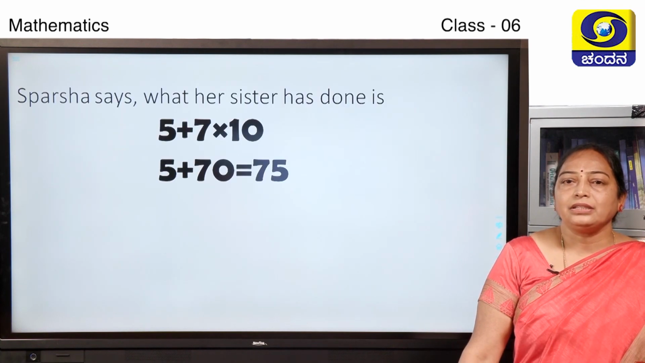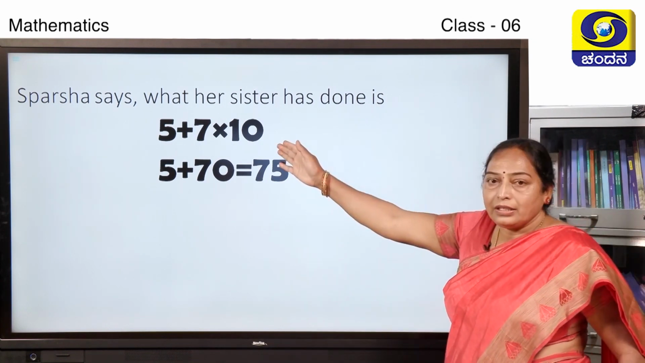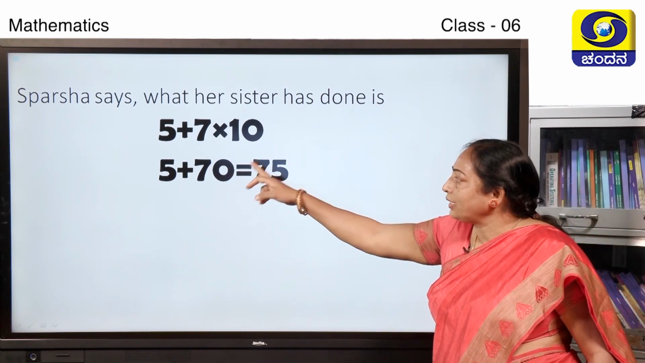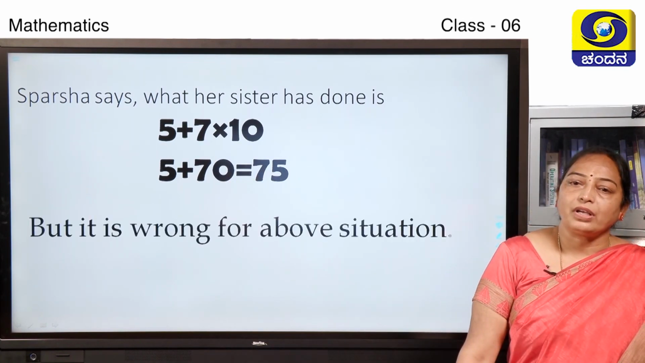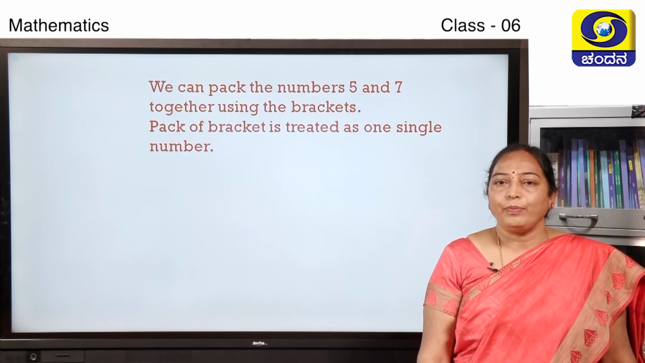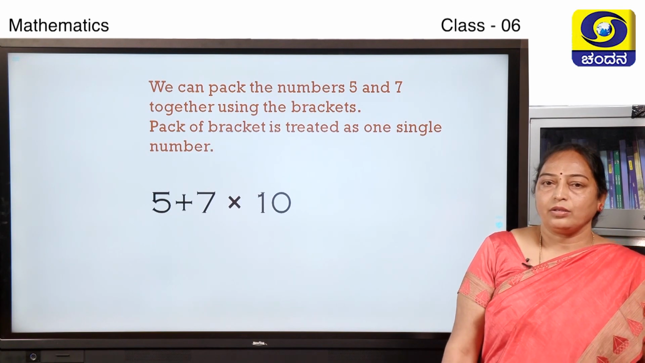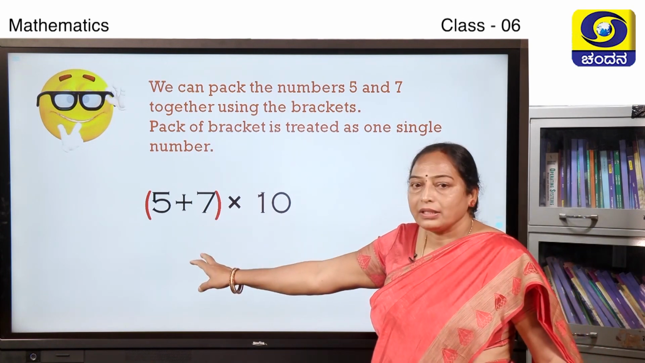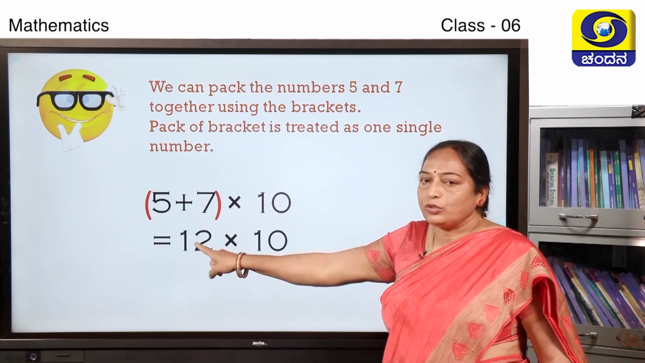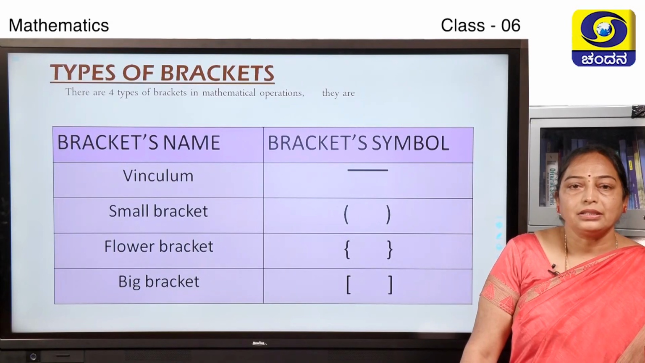But Sparsha says what her sister has done is 5 plus 7 into 10, and 5 plus 7 into 10 is 70, which is equal to 75. But it is wrong for the above situation. We can pack the numbers 5 and 7 together using the brackets. A pack of bracket is treated as one single number, that is 5 plus 7 is 12, into 10 gets 120. Now let us learn about the brackets.